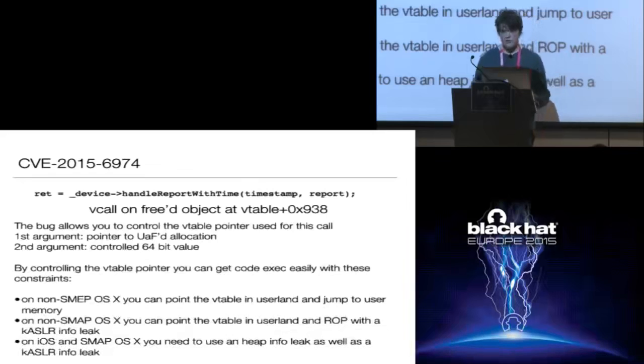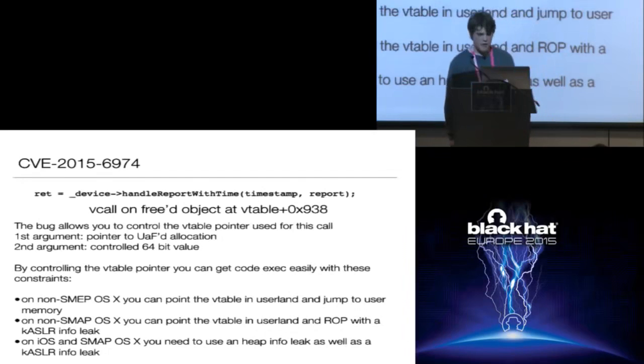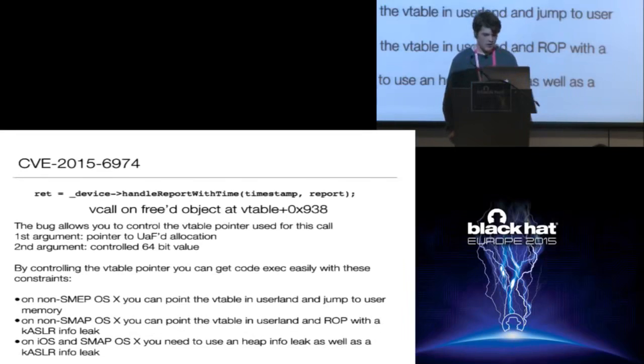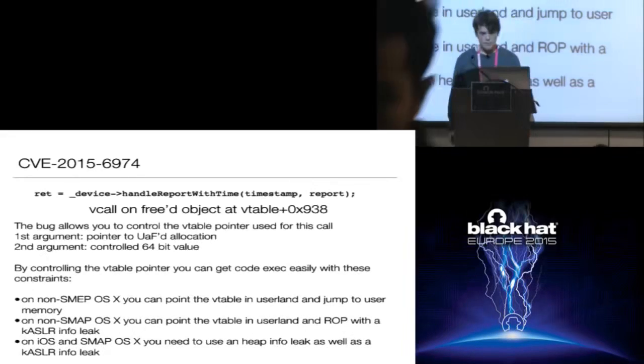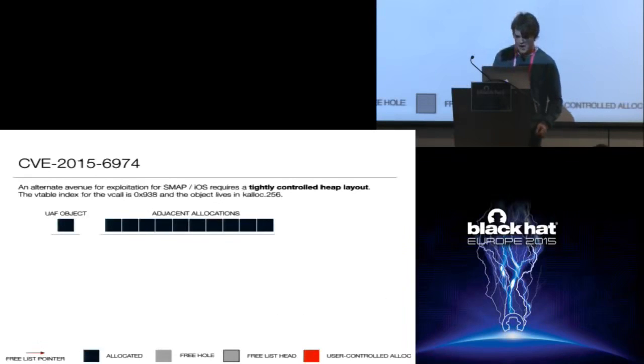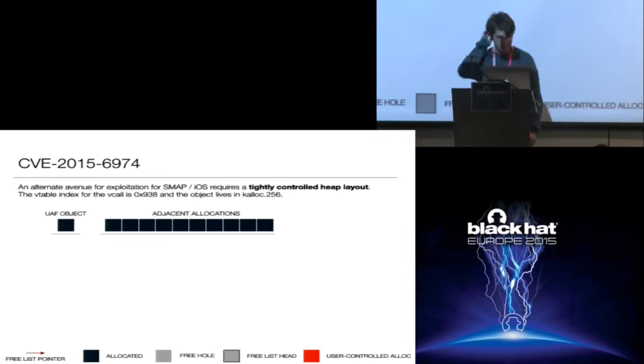But newer Macs have some new mitigations, SMEP and SMAP. Not many Macs have SMAP, many have SMEP. On no-SMAP Macs, you can just point the vtable to userland and do ROP with a KASLR infoleak. On iOS, which has both SMEP and SMAP, but the ARM implementation of it, you need to use both a heap infoleak as well as a KASLR infoleak. But there is an alternate technique to pull this off without having any heap infoleak. And this requires a tightly controlled heap layout.